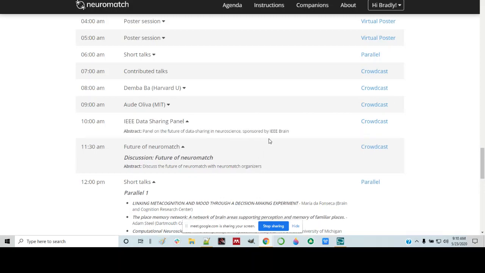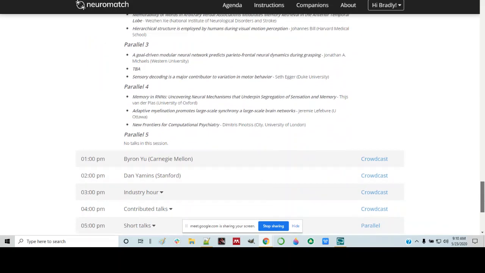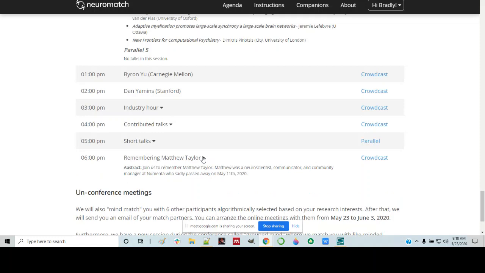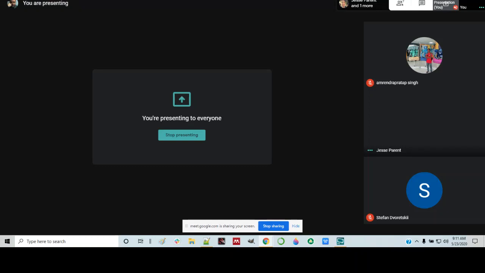They have a data sharing panel, so that's kind of interesting because we have another initiative here called the Data Reuse Initiative, and this is interesting in light of that initiative. And then finally, there's Remembering Matt Taylor. Matt Taylor was the community manager at Numenta, and he organized a lot of their community events. He died suddenly in his sleep earlier this month, and so they're going to put on a commemoration of his work. Yeah, they have a pretty robust community presence at Numenta, so that should be interesting.